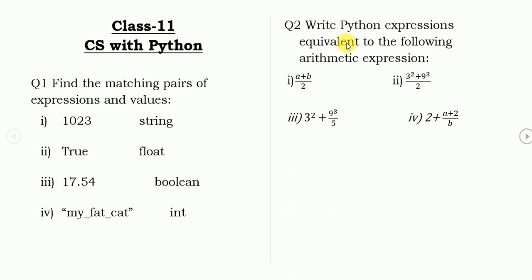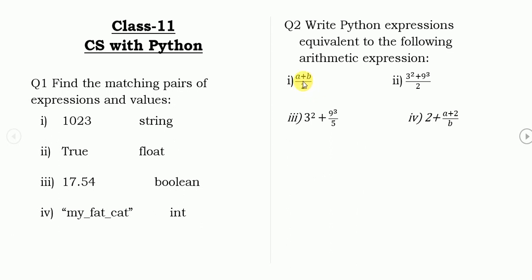Now let us come to question number 2. Write the Python expression equivalent to the following arithmetic expression. Some arithmetic expressions are given to us. Expression means in which there are operands as well as the operators. Operands means, like in the first example, a, b and 2 are operands and this plus and divide sign are the operators. Now we have to change it into the Python expression.